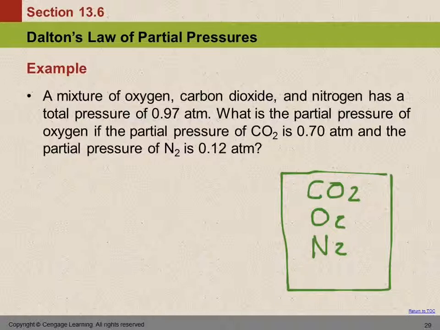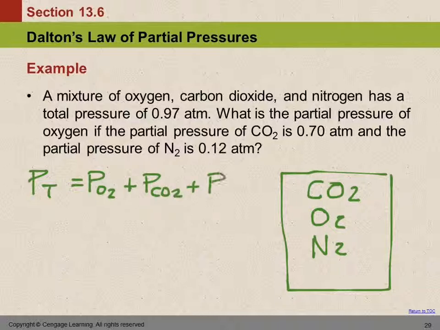Dalton's law of partial pressures tells us the total pressure in that container is equal to the pressure of each individual gas added up. So we could write that out as P total is equal to the pressure from the oxygen plus the pressure from the carbon dioxide plus the pressure from the nitrogen. There's three gases in the box. They each exert a pressure. You add those up and you get the total pressure.